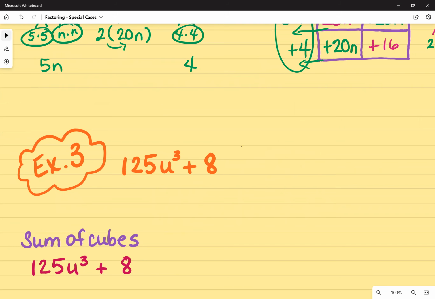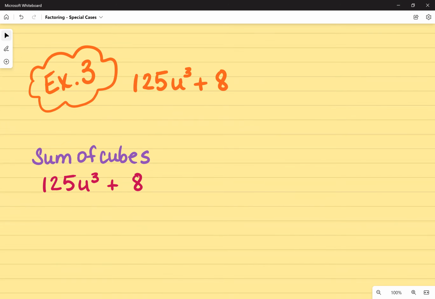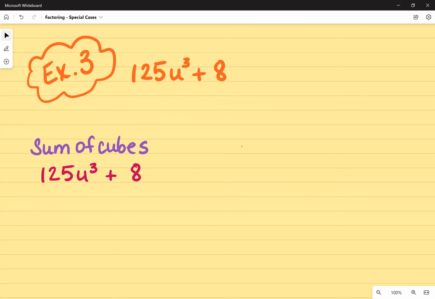Example 3. This is known as the sum of cubes. So what I want to just review with you is the inverse. If I have a cube, the inverse is a cube root. So that's what we're going to attempt to do for both terms.